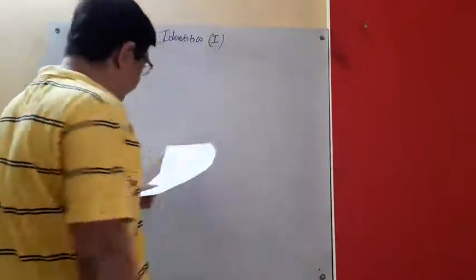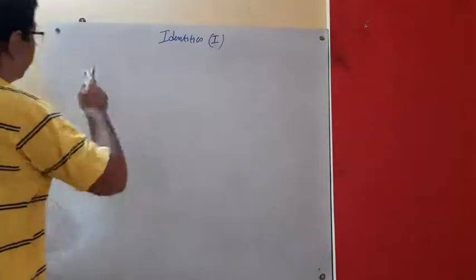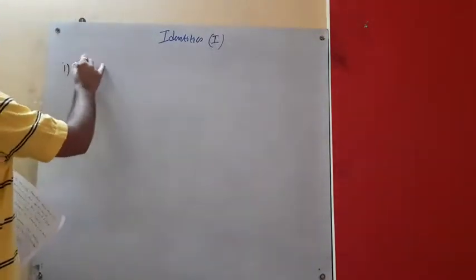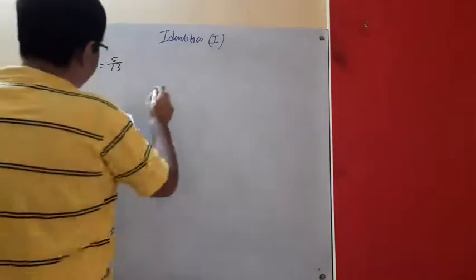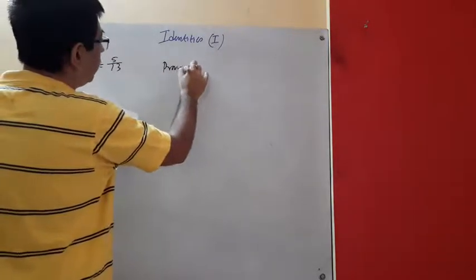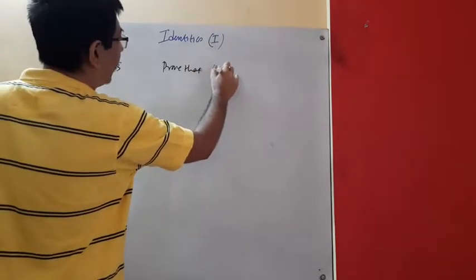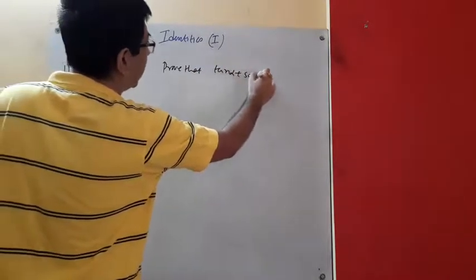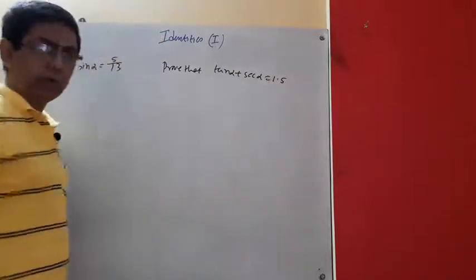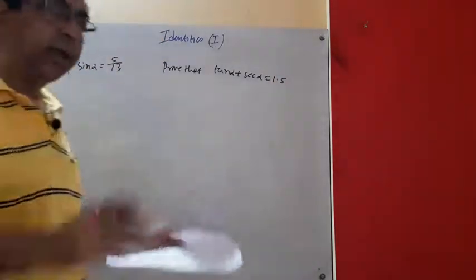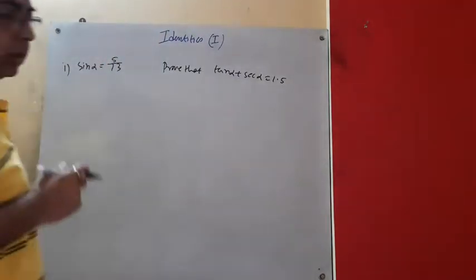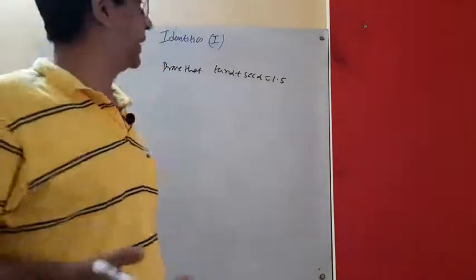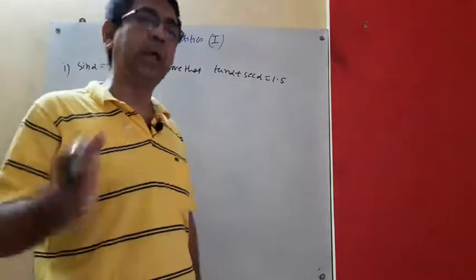Okay, we'll start with some sums. Suppose it is given, number 1, sin alpha equal to 5 by 13. You have to prove that tan alpha plus sec alpha equal to 1.5. Look, from sin alpha we can draw a triangle, and then we get all the sides, and then we can find the formula.